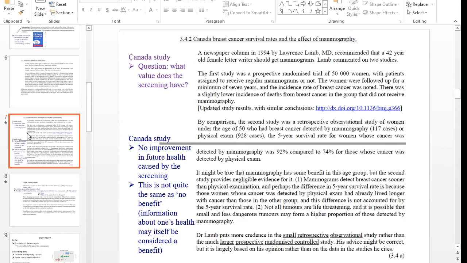A second explanation is that not all tumours are actually life-threatening; they're not going to actually affect your survival. It's possible that some small and non-dangerous tumours, or more of them, might have been found by mammography than by physical exam. So maybe it was simply detecting less dangerous cancers, or in fact ones that wouldn't be a problem in any case.